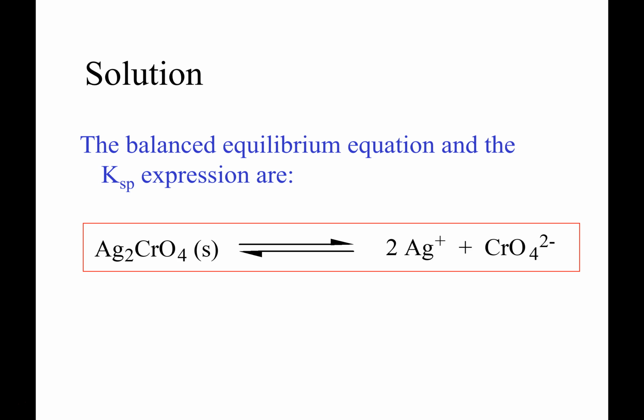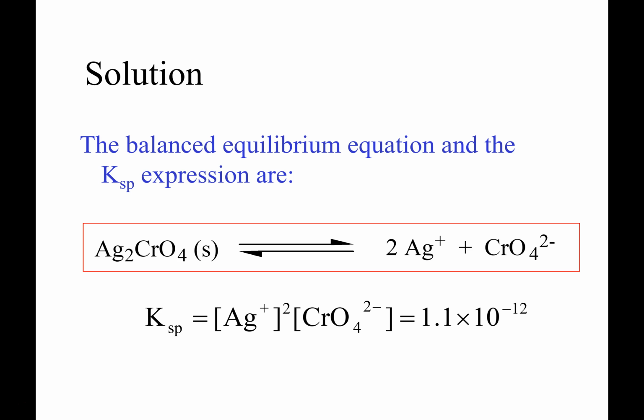Once you write that, then you can write the KSP expression. And it would look like this. So KSP is equal to the molar concentration of your Ag+ raised to the 2nd power. And I'll tell on myself too, this is what gets me, right? Don't let it get you. Molar concentration of Ag+ squared, because the coefficient from the Ag+ is 2. Coefficient from the CrO4 2- is 1, okay, and our KSP was given as 1.1 times 10 to the minus 12.